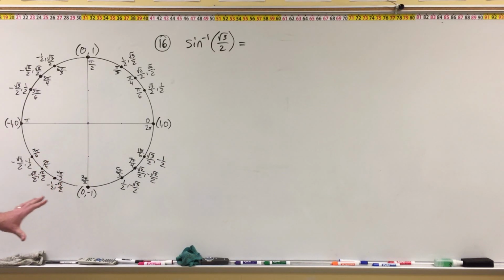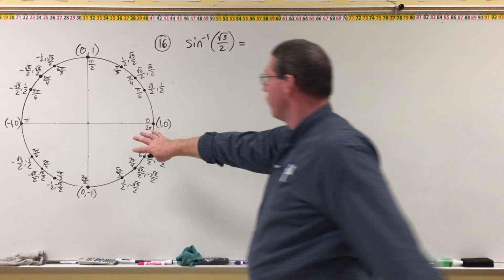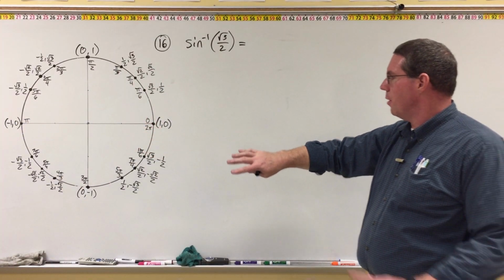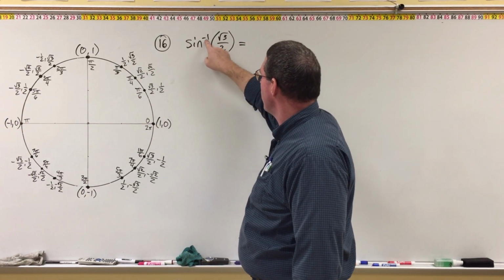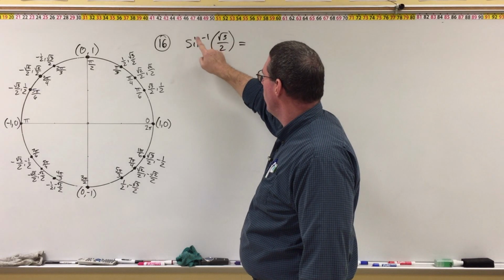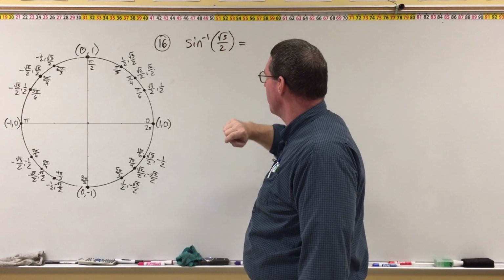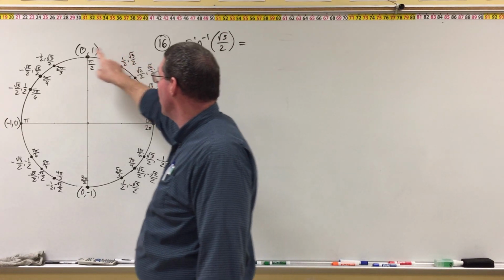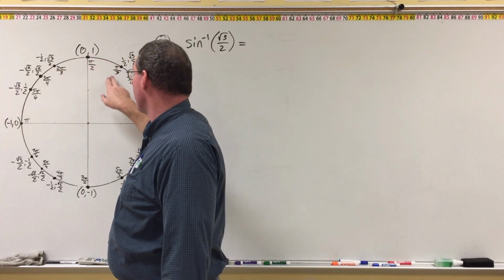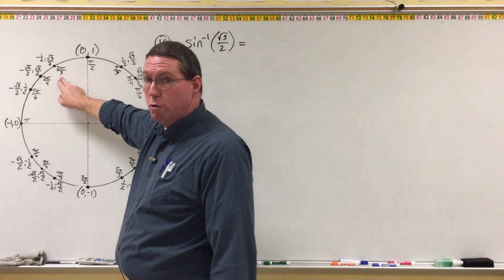All right, so now we have a unit circle that we can work from. Here's the problem. If I ask what angle measure, this is asking at what angle measure will the answer to sine be square root of 3 over 2? Well, sine is the y-coordinate, so here's square root of 3 over 2, but here's also square root of 3 over 2. So the answer can be either pi over 3 or it can be 2 pi over 3.